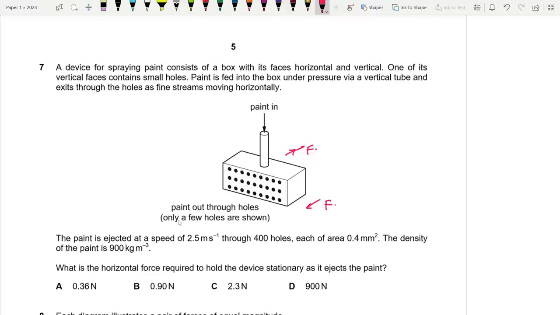Now here's the thing, whenever you see velocity and they're talking about force, you need to refer to the definition of force, which is the rate of change of momentum. You guys already know that F is equal to delta mv by delta t. Now this is happening in 1 second. So this is the speed, 400 holes, and the density of the paint is this. What is the horizontal force required to keep it stationary?